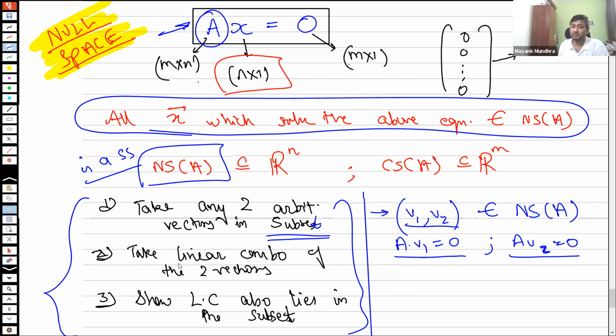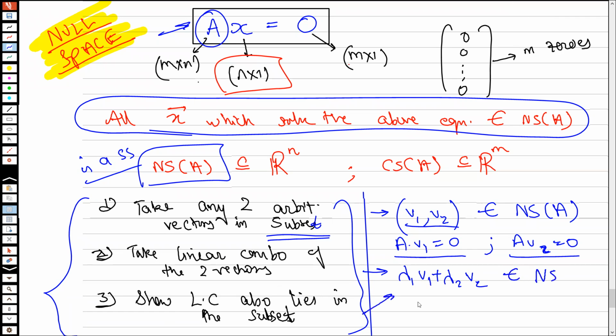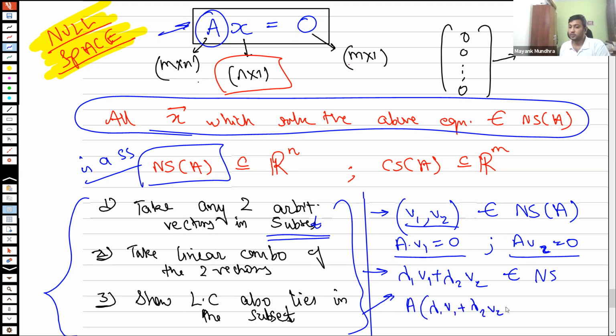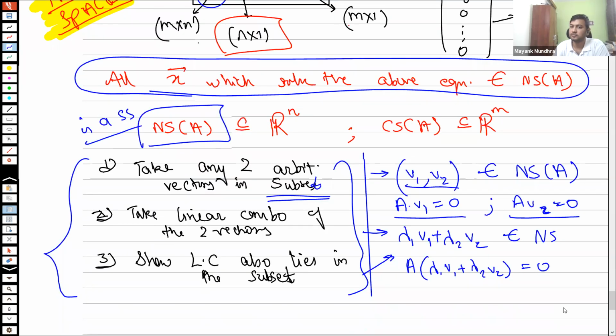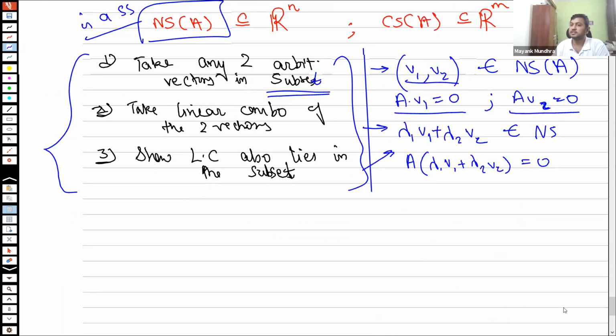Right? Second, linear combo. So what is the linear combo of these vectors? Lambda 1 V1 plus lambda 2 V2. So this third step is I have to show that the linear combination is in the null space. Which means that A times (lambda 1 V1 plus lambda 2 V2) must be equal to 0. This is what I have to show.